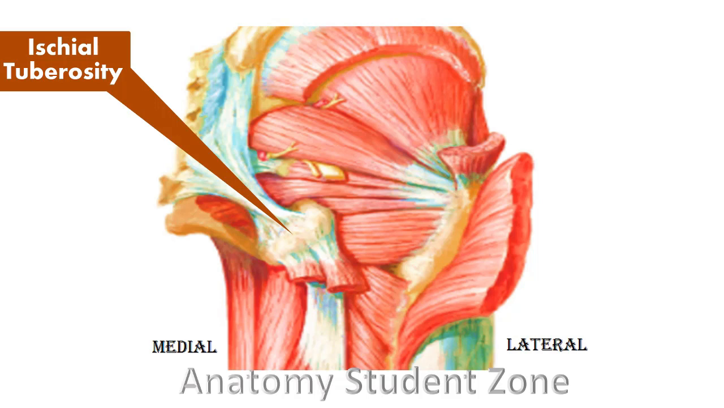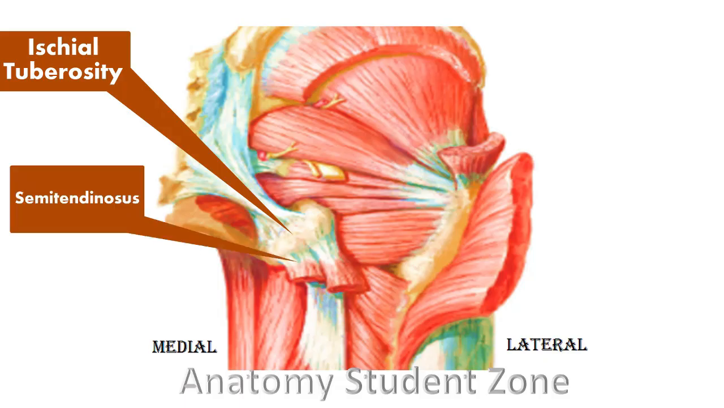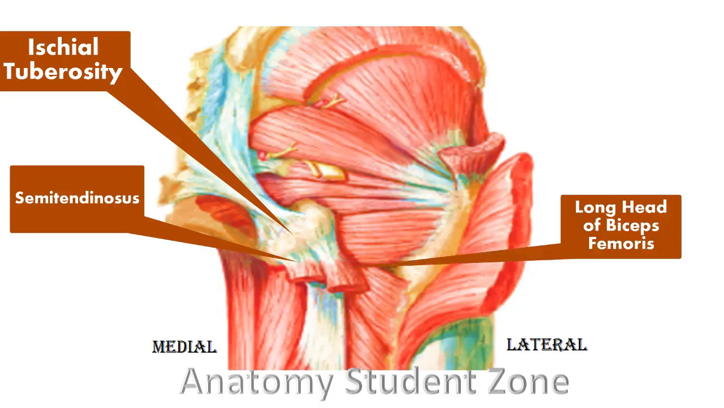You can observe the two muscles we are talking about, and their origin is from the ischial tuberosity. I have already mentioned these muscles. The medial one is semitendinosus, as you can see here, and the lateral one is the long head of biceps femoris.